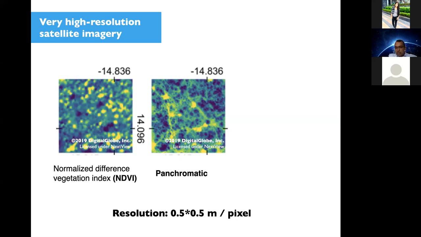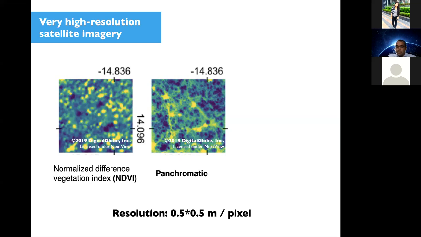So we had access to very high resolution satellite imagery, and in this particular case, the resolution was 50 centimeter per pixel. 50 centimeter per pixel means that one pixel in the image corresponds to a 50 centimeter by 50 centimeter square on the ground. And it's considered very high resolution imagery that's not easily available, first of all.